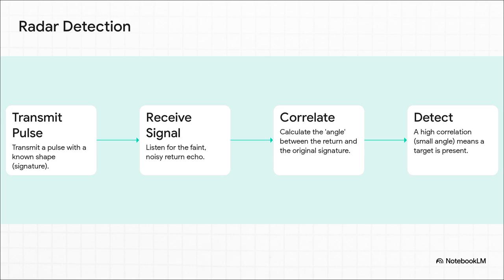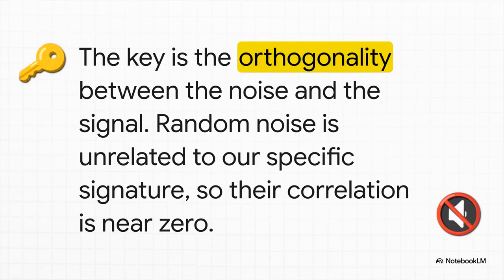The system's job is to calculate the correlation, and remember, that's just the angle between what it received and the signature it's looking for. If that echo is in there, the angle will be tiny. You get a high correlation. If it's just noise, the angle's going to be close to 90 degrees. And why does that work? Because random noise is, on average, totally unrelated. It's orthogonal to the one specific signature we're looking for. It's like shouting your name in a crowded room. Most of the sound is just random chatter, but your friend's ear is tuned to find your specific vocal signature.